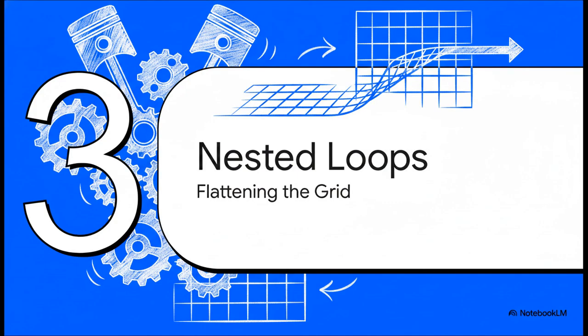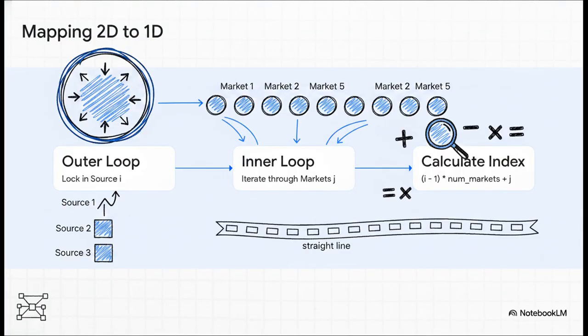Section 3. Mapping with nested loops. Okay, here's where the heavy lifting really happens. I like to think of this as the engine's pistons. The major challenge is that the lpSolve package doesn't understand 2D grids. It literally only speaks in straight 1D lines. So we use nested loops to flatten our map. The outer loop locks in source I. Then the inner loop fires, iterating through markets J from 1 to 5. Once it hits market 5, the outer loop clicks to source 2. And we repeat. It completely unrolls the map into a single line.